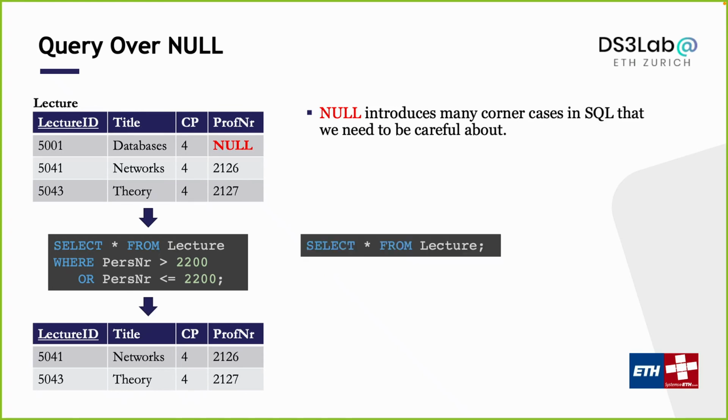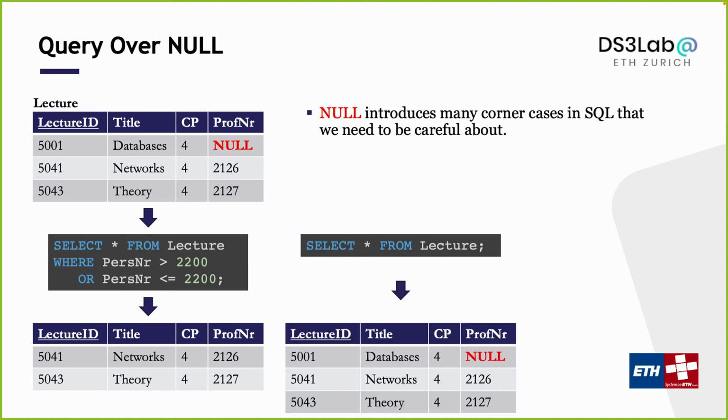Now let's look at this query. How many tuples will that give you? Just like select star from lecture, right? So this one also gives you 3, right? Because there's no condition for filtering my tuples. If you select star from lecture, I'm going to give you everything in that table.